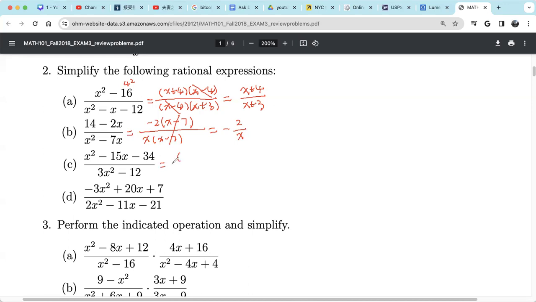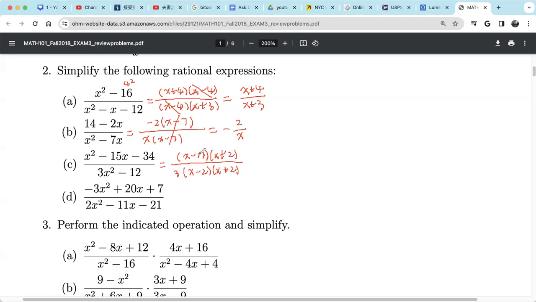3, the numerator we think about the 2 factors of -34 that add up to be -15, or that's x -17 times x plus 2. Right? Because 2 times -17 is -34. -17 plus 2, that's -15. And the denominator we factor out a 3. Then we'll have x squared minus 4. Well, x squared minus 4, again, is the difference of 2 squares. It's x minus 2, x plus 2.